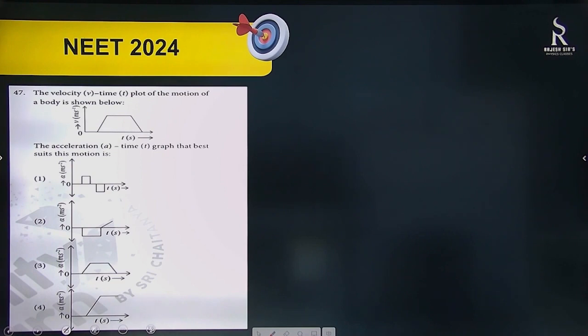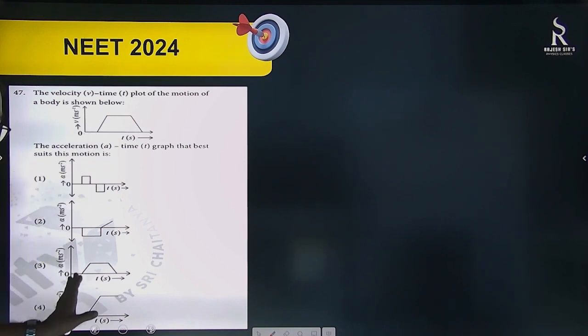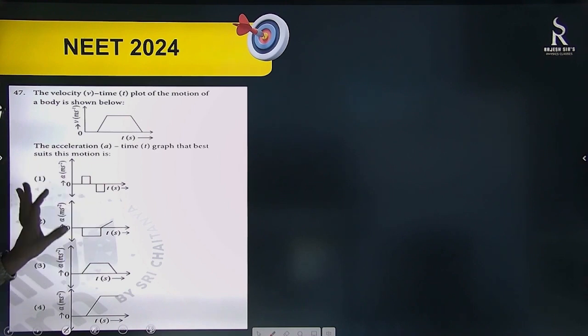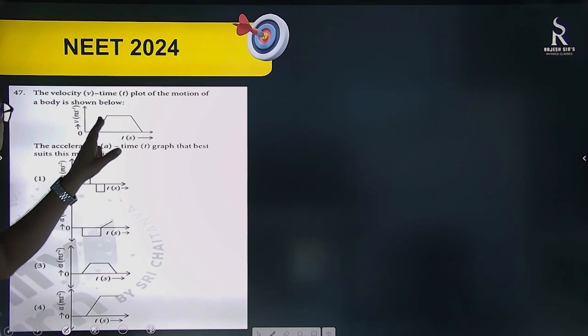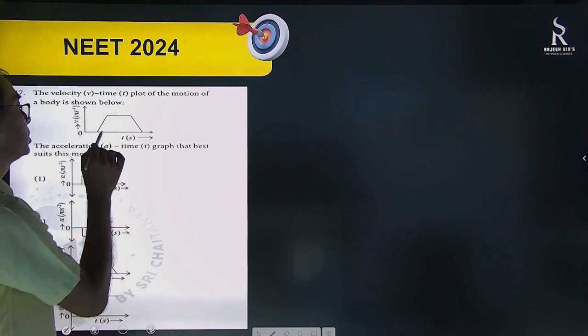Question 47. The velocity-time plot of the motion of a body is shown. The acceleration-time graph we have to make. You see that here there is no velocity given, zero velocity is over here, so that will not be here. In all the options you see the initial part. Now here the velocity is increasing, that is, acceleration is there, and you can see that this slope is constant.